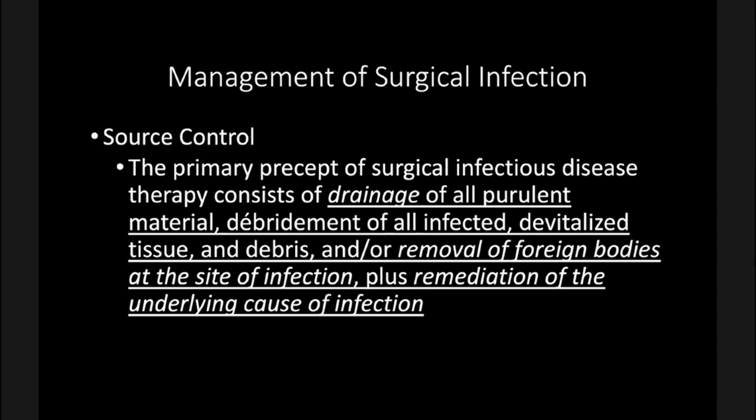So, management of surgical site infections. How do you manage surgical site infections if it really happens? Because we have discussed earlier how to prevent, but what if it happens? So first, and the most important, is source control, or the drainage of all purulent material through debridement of the devitalized tissue and/or removal of the foreign bodies that were deployed at the site of infection, plus antibiotics or remediation of the underlying cause of infection.